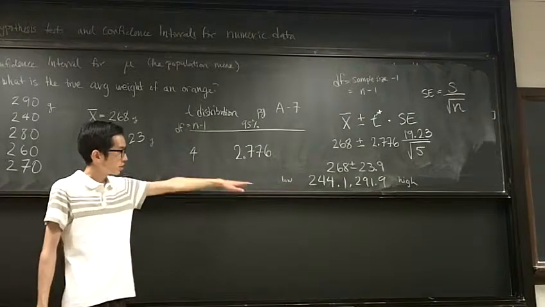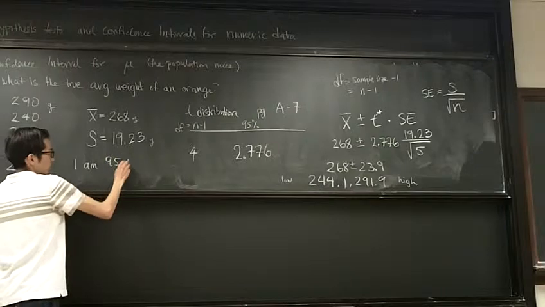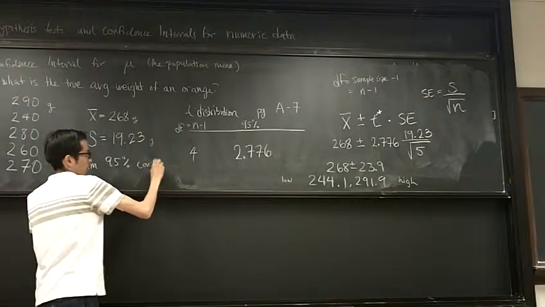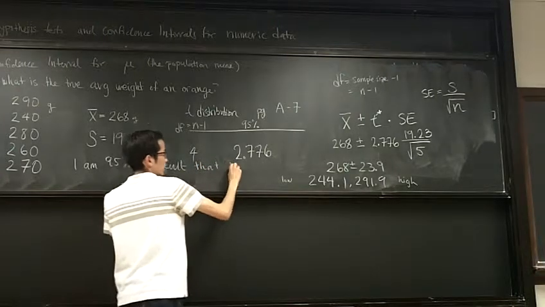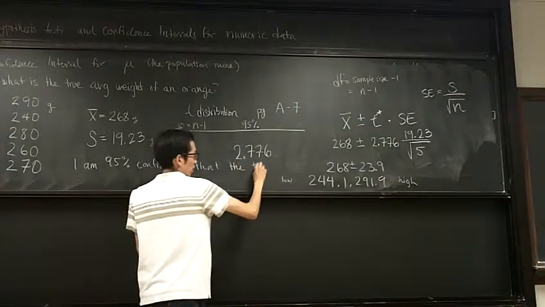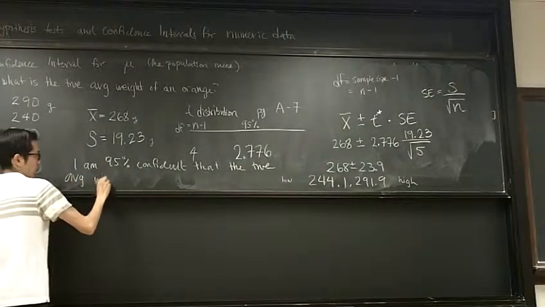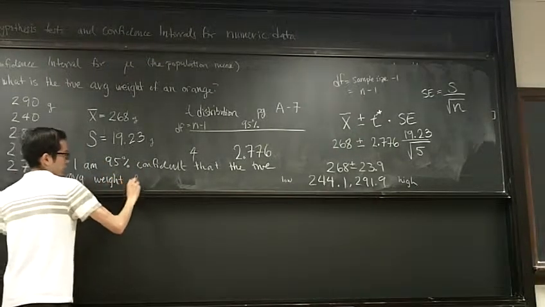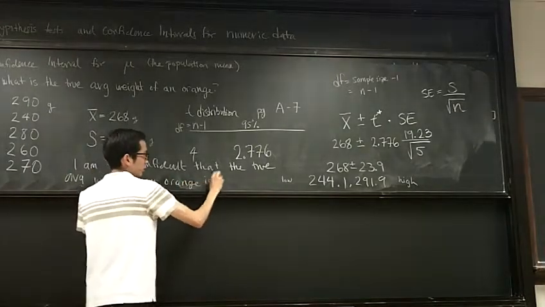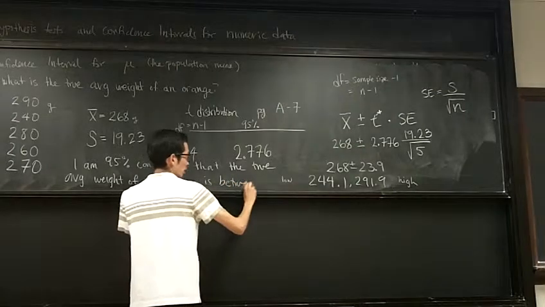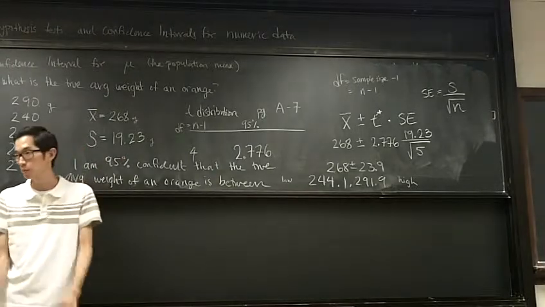Alright, so I would then write: I am 95% confident that the true average weight of an orange is between 244.1 and 291.9 grams.